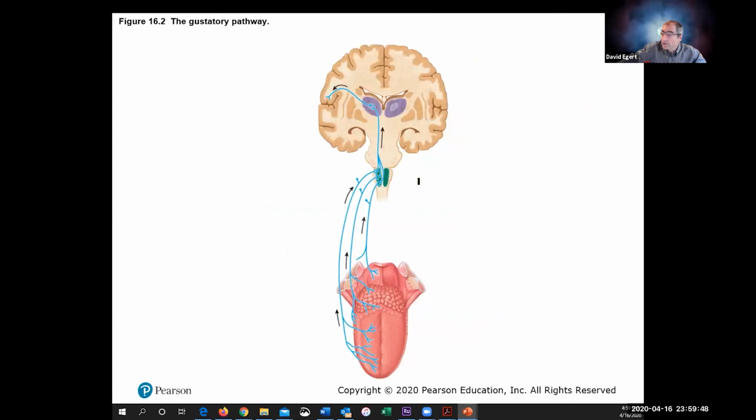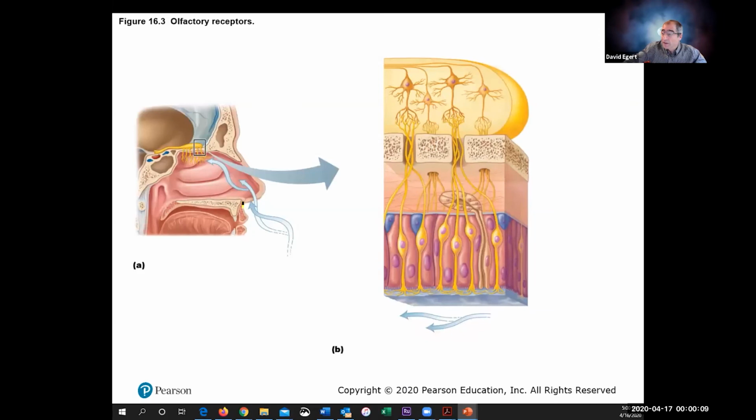Which cranial nerves are bringing sense of taste from the anterior part of the tongue? It's the facial. That's facial. And what about the rear part of the tongue? It's the glossopharyngeal. Glossopharyngeal. So that kind of stuff you should know.